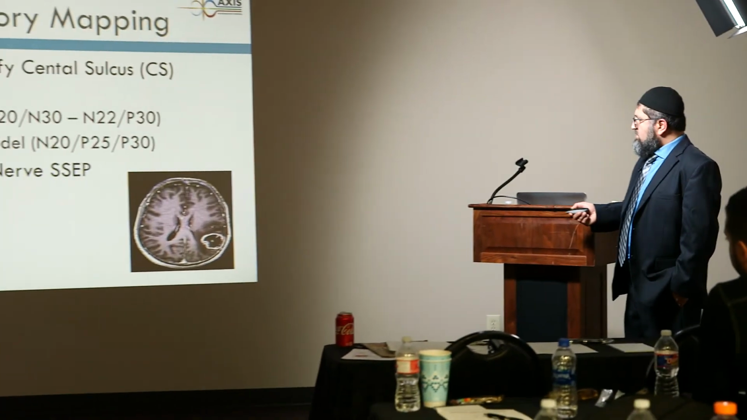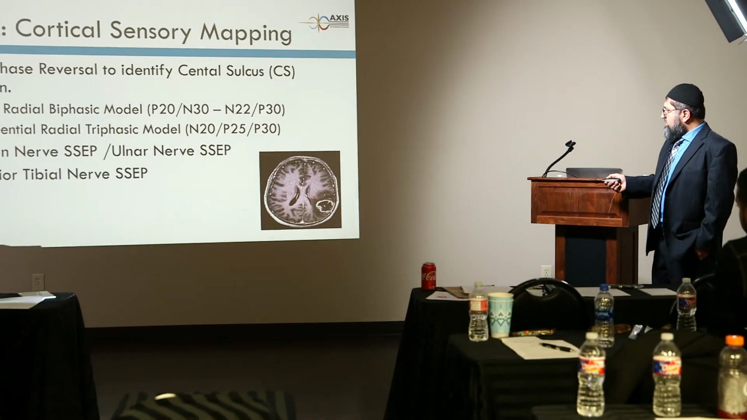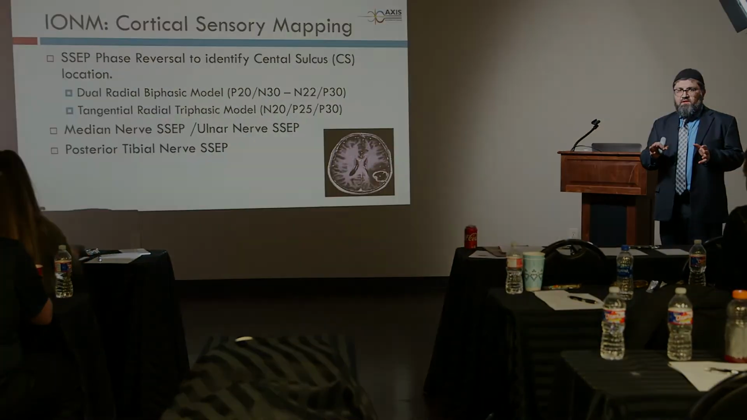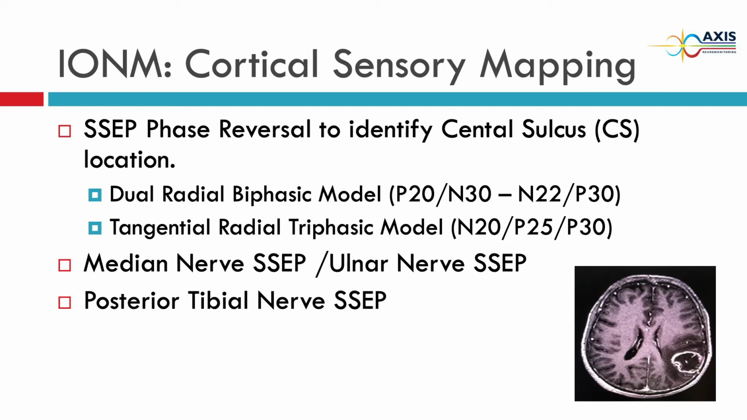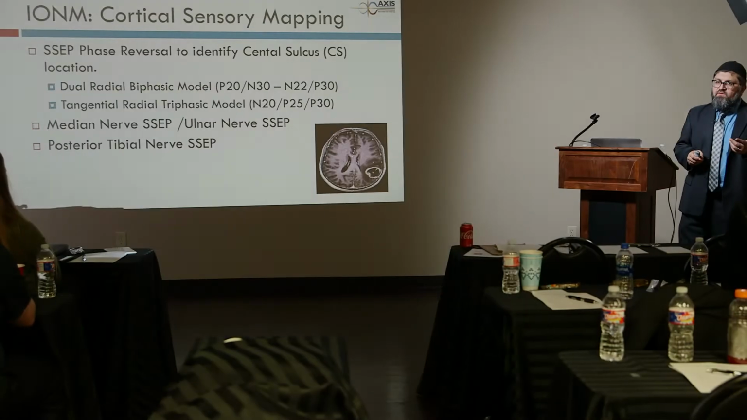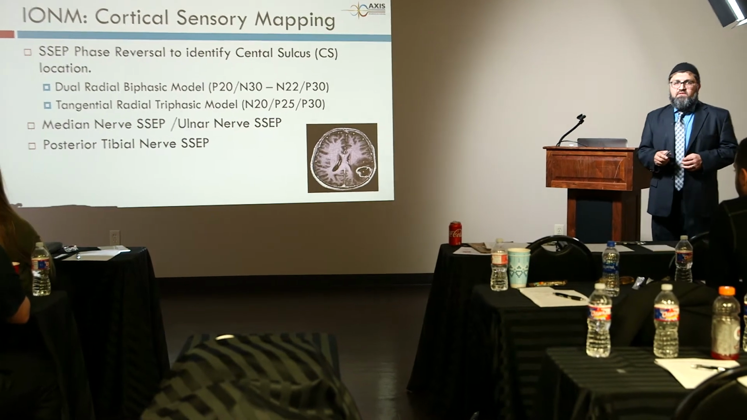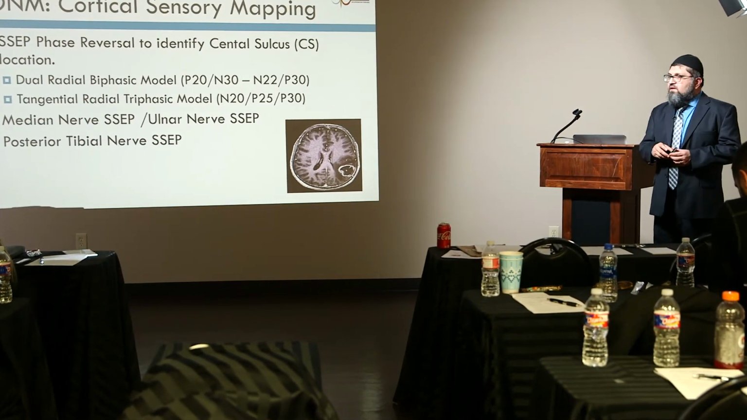If the central sulcus is here on the left side, it should be here on the right side, but that is not always true. You can look at the MRI, and when you do the craniotomy, the surgeon is looking at the brain. I'll just give you an example. I went to surgery, and I asked the surgeon, okay, this is a tumor. Where are you going to go?